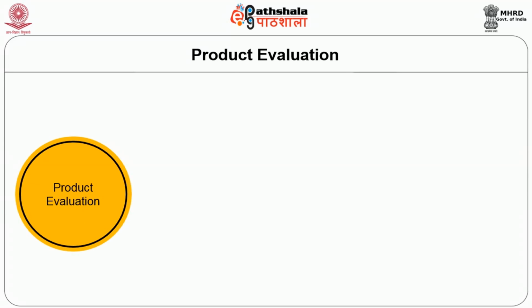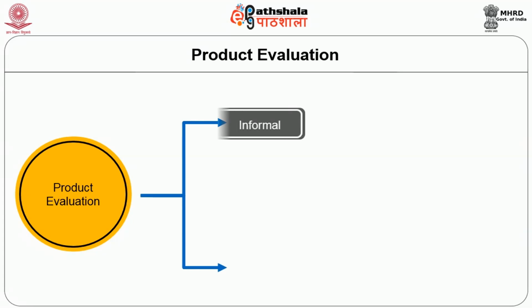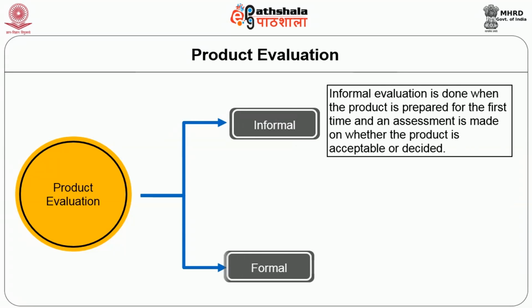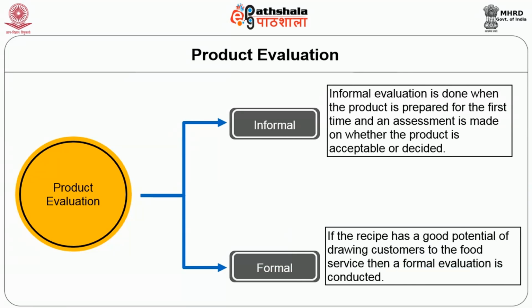Next is product evaluation. In this second phase, the acceptability of the recipe can be decided, and it will give information whether or not a recipe should be improved. The evaluation team should include the manager, the food and beverage staff, and customers. Two types of evaluation can be done, which are informal evaluation and formal evaluation.